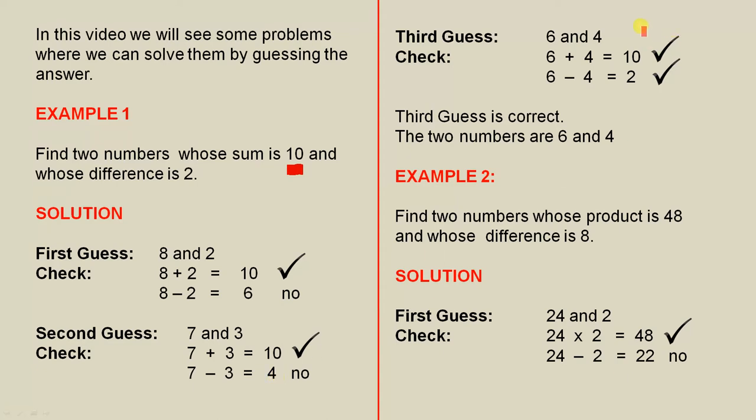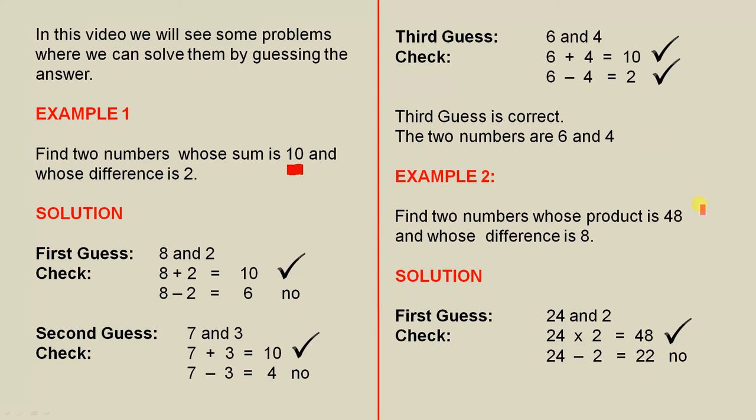Third guess. Let's try 6 and 4. 6 plus 4 equals 10. 6 take away 4 equals 2. Both of those are correct. So the third guess is correct, so the two numbers are 6 and 4. So that's a very good example of how you can guess the answer and check if you're correct.